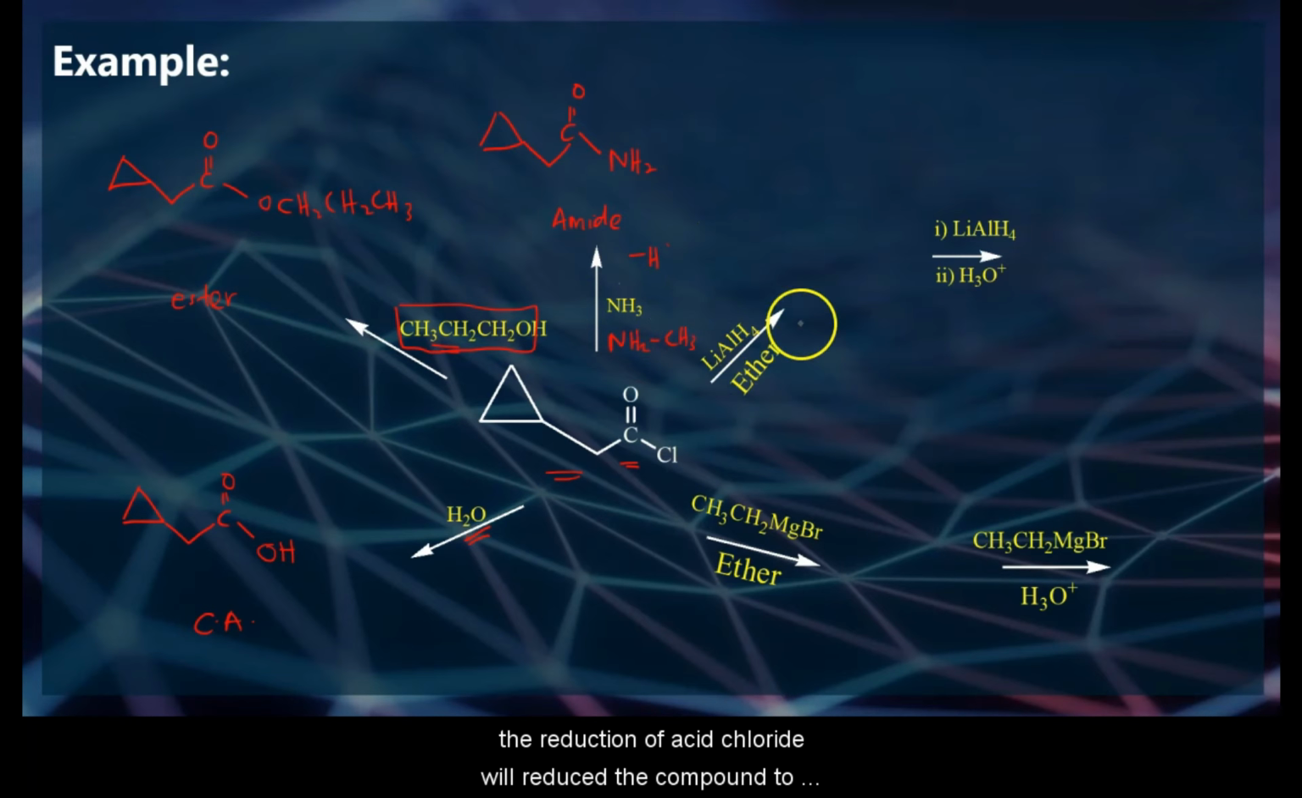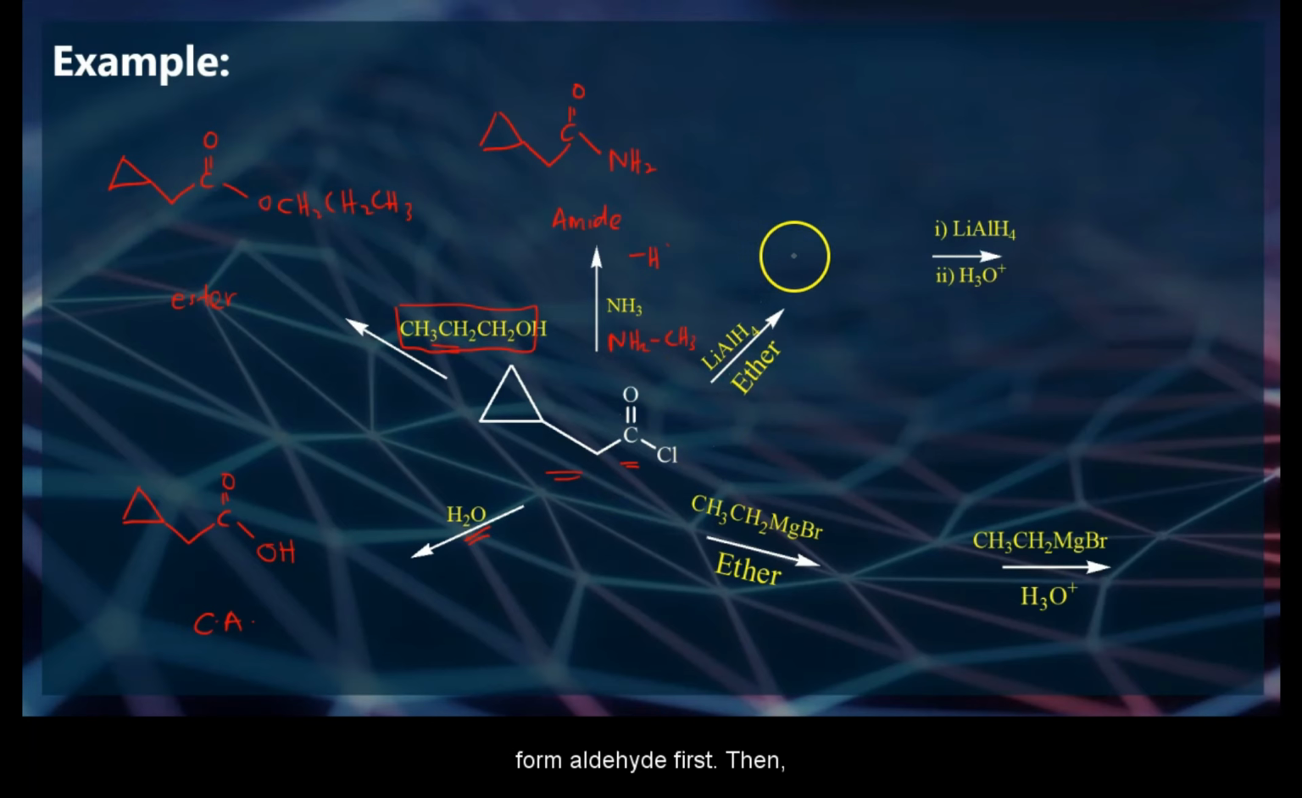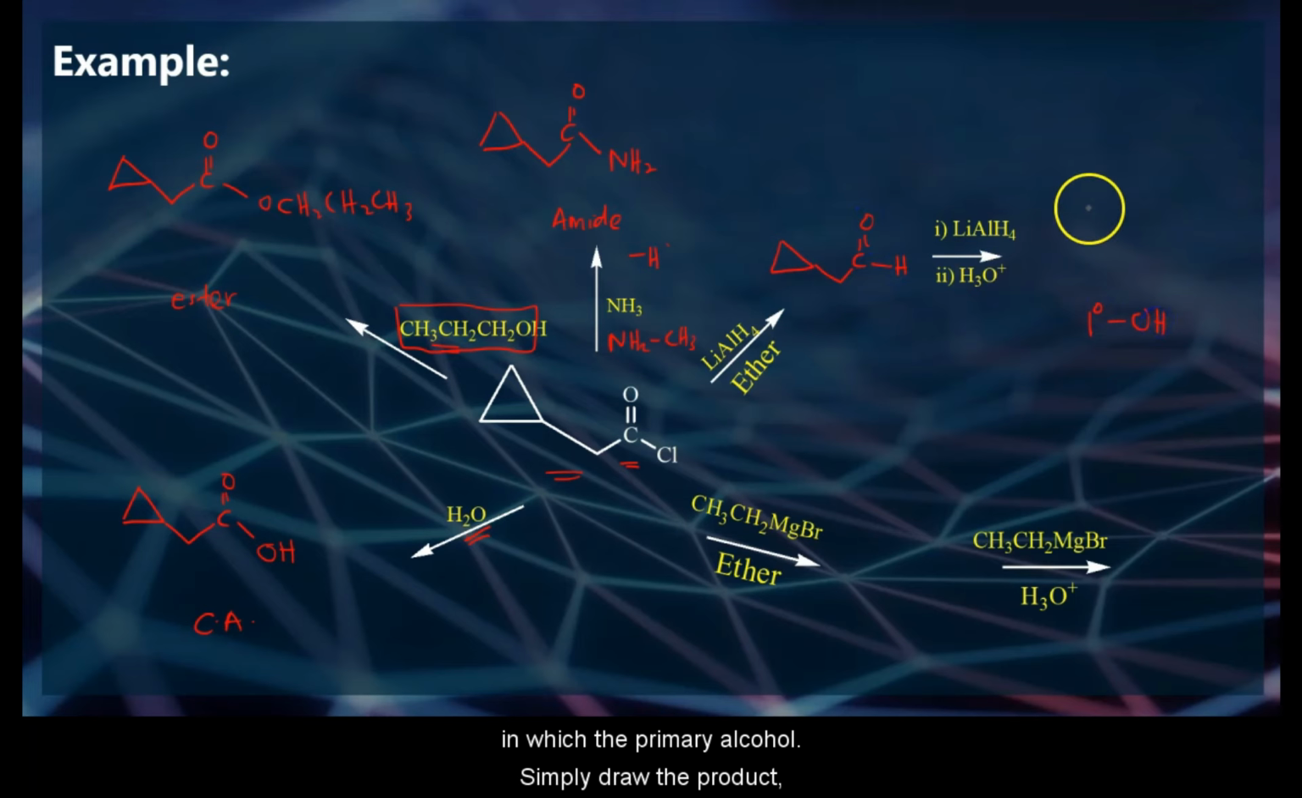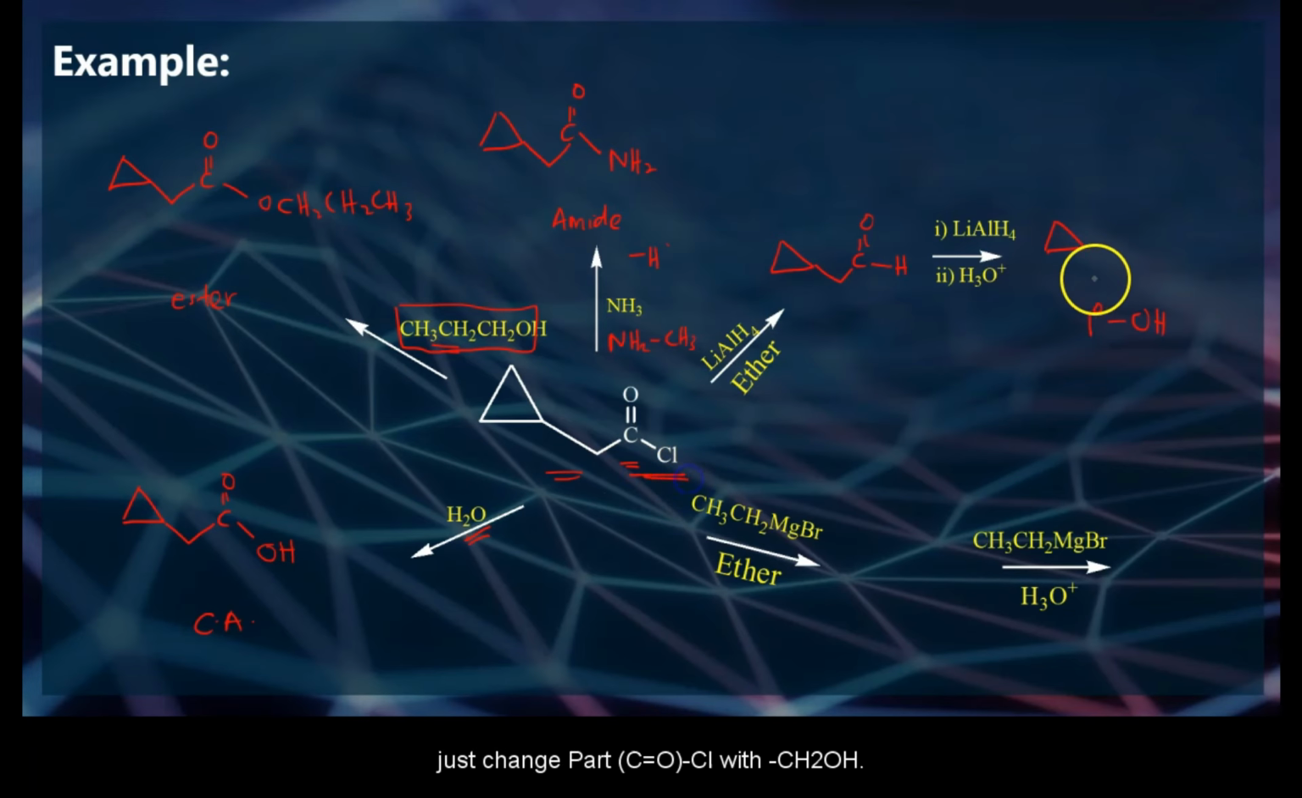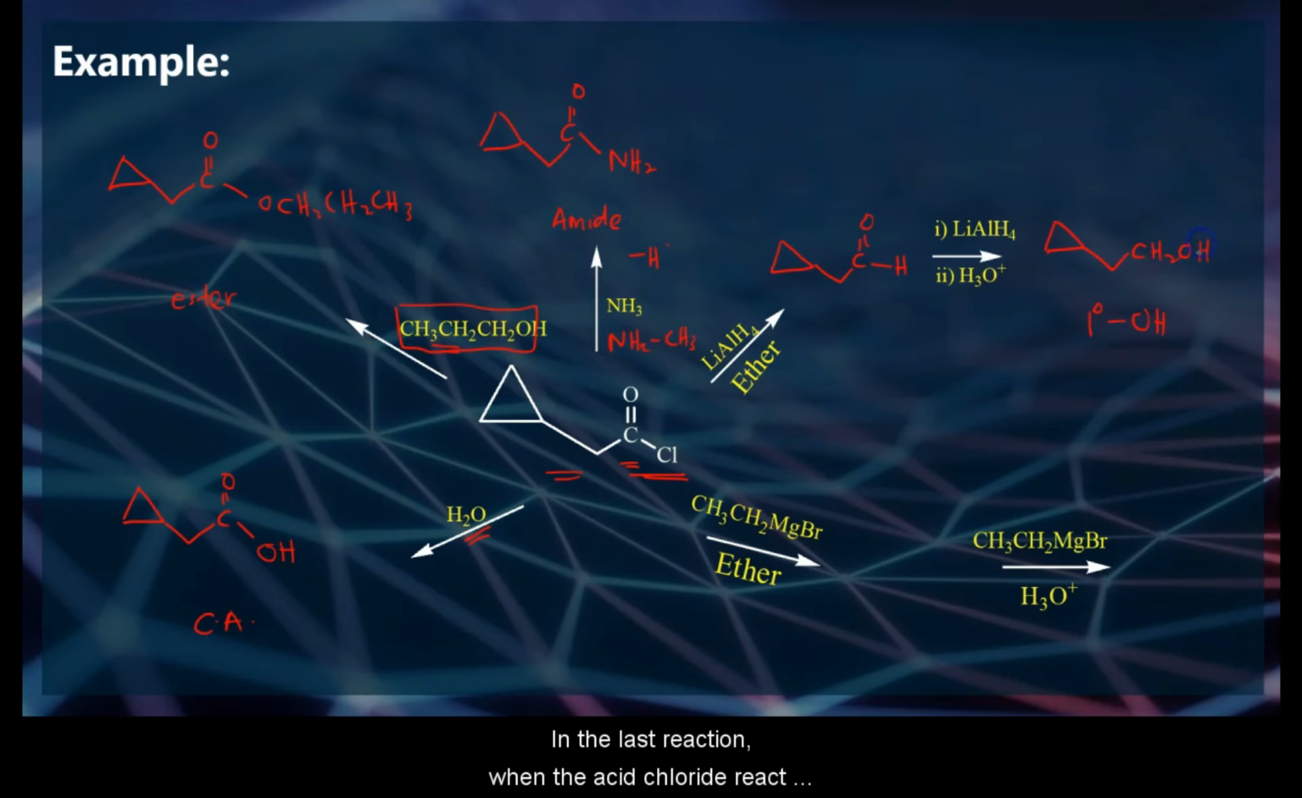Next, the reduction of acid chloride will reduce the compound to form aldehyde first. Then, further reaction will produce the final product, which is the primary alcohol. Simply draw the product. Just change the part C double bond O Cl with CH2OH to form the alcohol part.